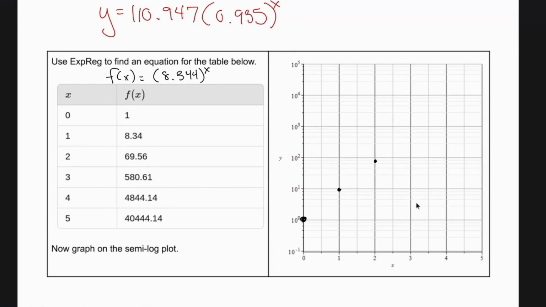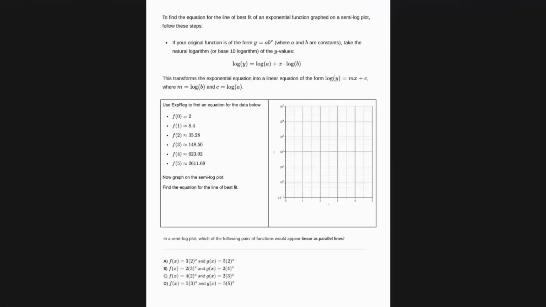580.61, so 3 is going to be, so that's 100, 200, 400, 500, 600, so somewhere a little bit below there. 4 is going to be 4,000, so here's 1,000, 2,000, 4,000-ish is going to be somewhere around there. And then 5 is going to be 40,000. So you're going to be 10,000, 20,000, 40,000, somewhere around there. And as you can see, it's a pretty straight line.